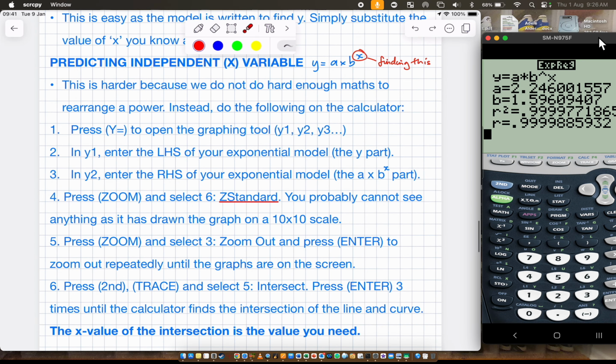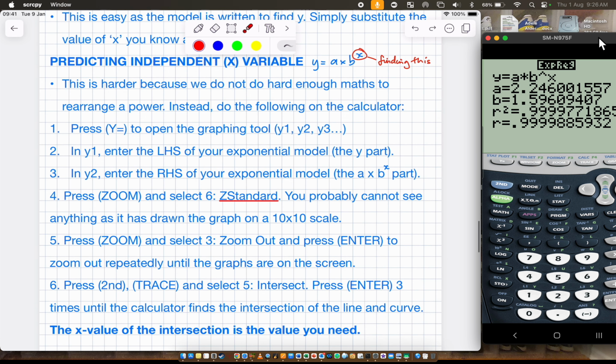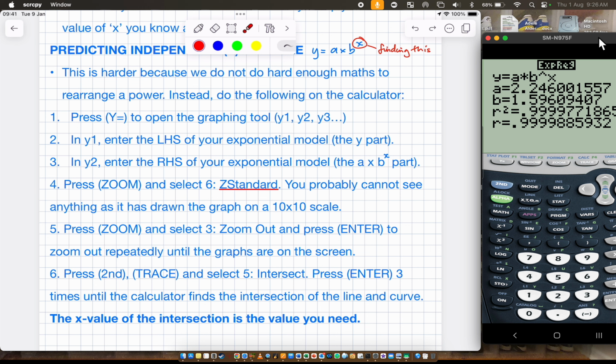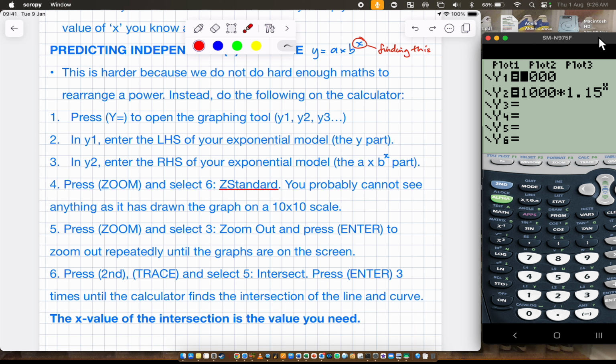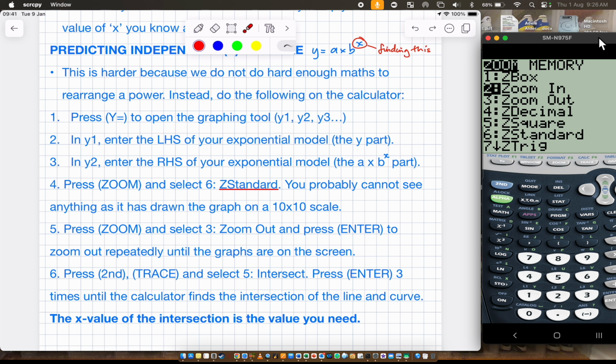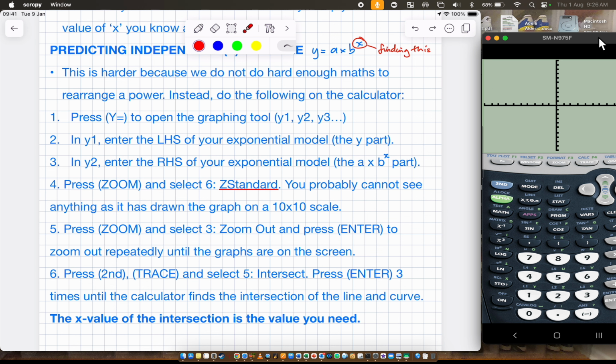So, this one, I'm happy with you if you're a bit upset about this one, predicting the independent x variable. This is harder because we don't do the algebra or the maths you need to do it by hand. What we do in general maths is we use graphing. You open the graphing tool, you press y equals. In y1, you enter the left-hand side of your exponential model. In y2, you enter the right-hand side. You press zoom and go zoom standard. And it draws the graph.